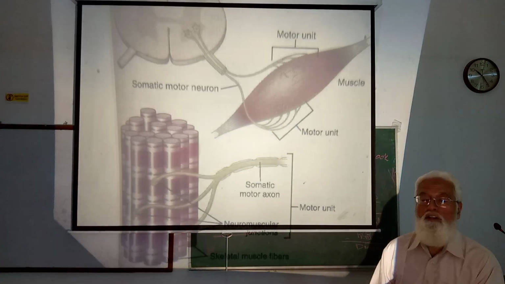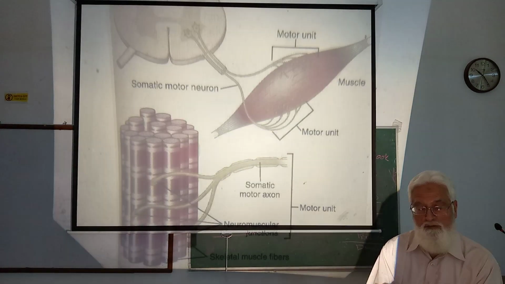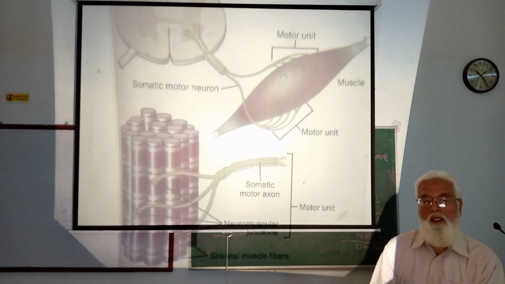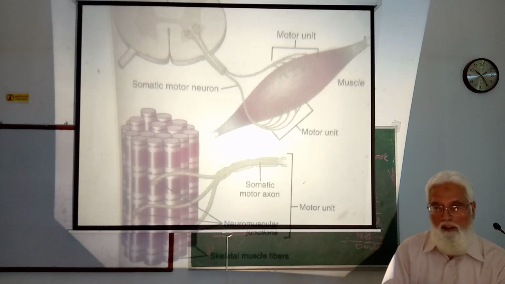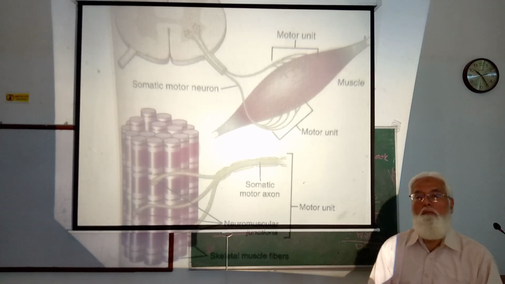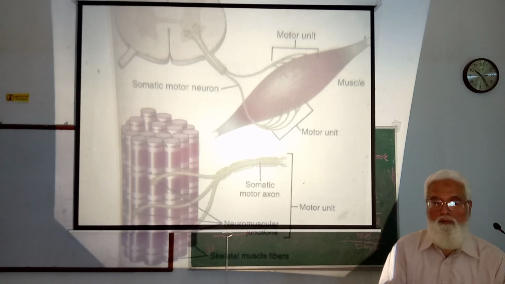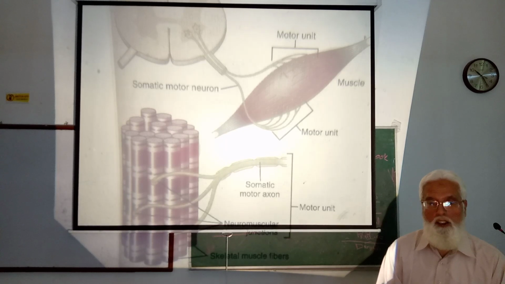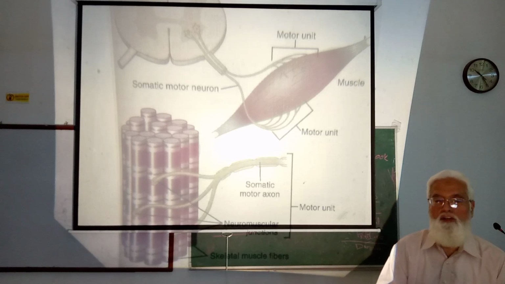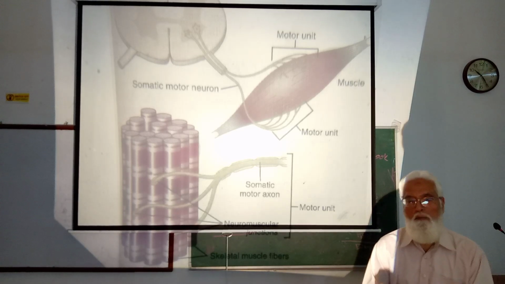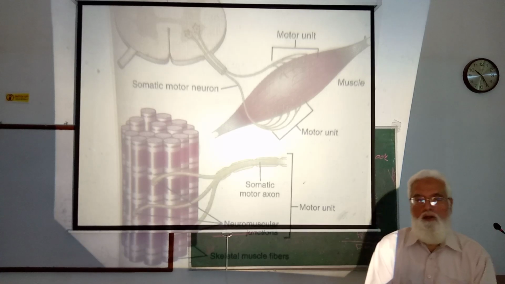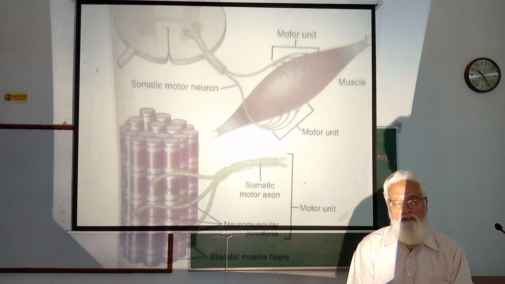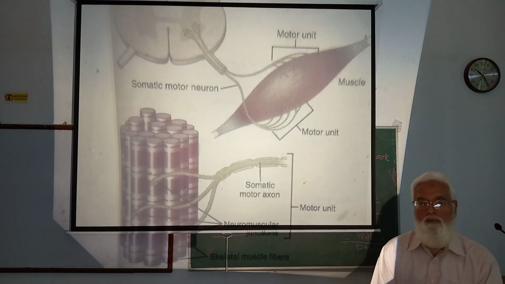There is overlapping of muscle fibers of adjacent motor units. We can say that adjacent motor units contract with the help of each other.